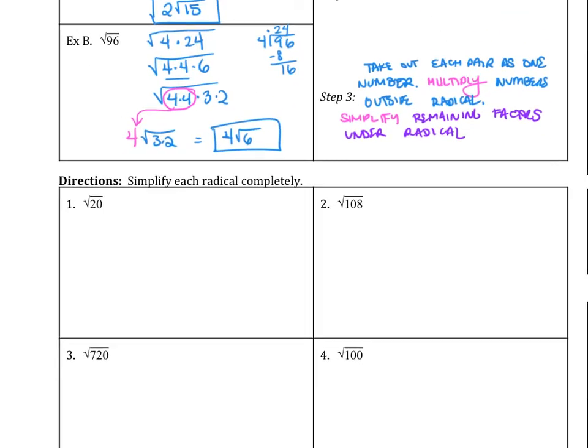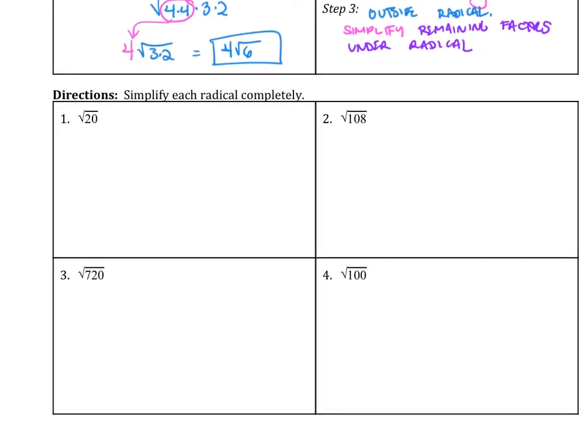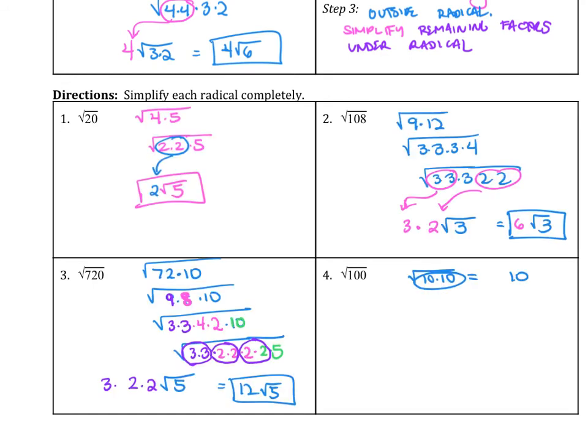Now to get some practice, try these 4 out on your own. All right, if you tried this out, for number 1, you should have had 2 square root of 5. You could break it down as 4 times 5. If you started with 2 times 10, it doesn't matter what you start with. You will still end up with the same number. Number 2, square root of 108 is 9 times 12. You break it all the way down and you get 6 square root of 3.